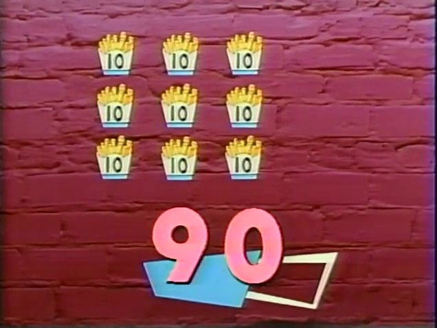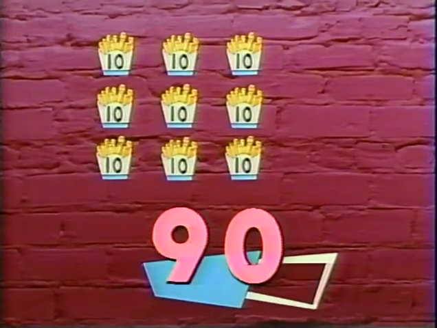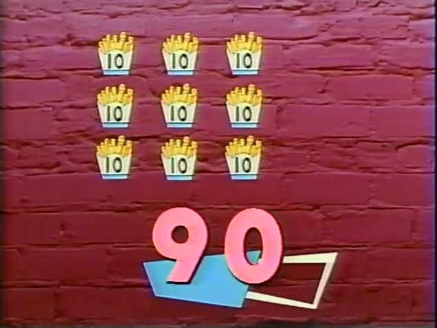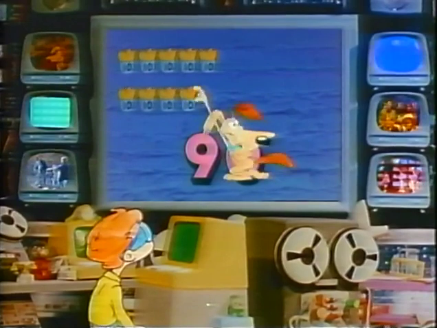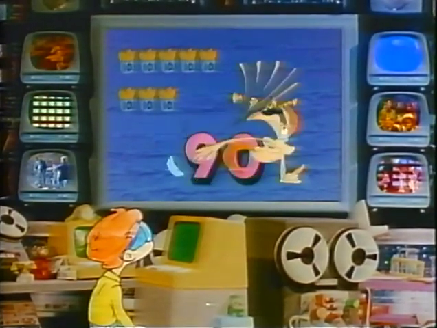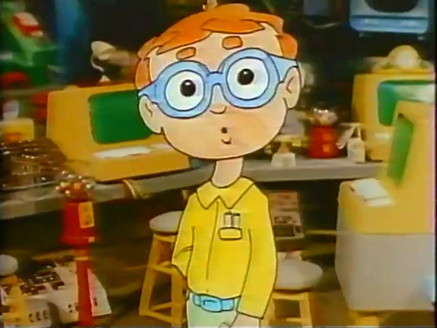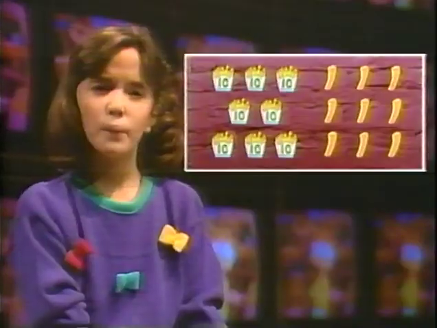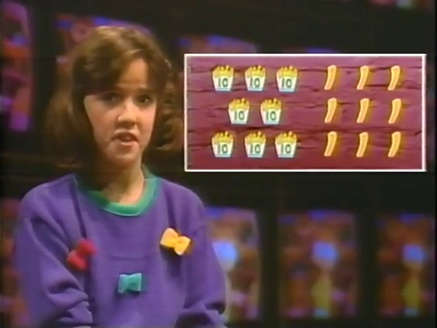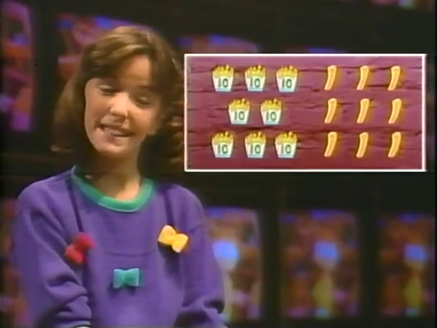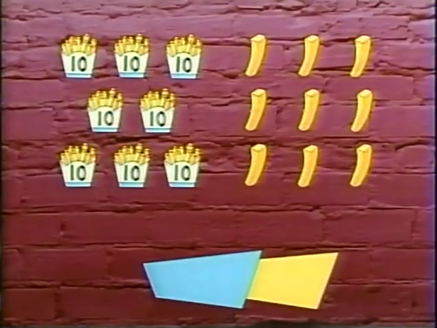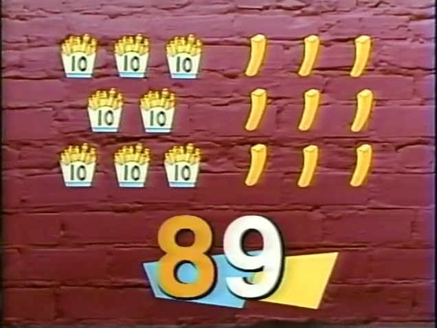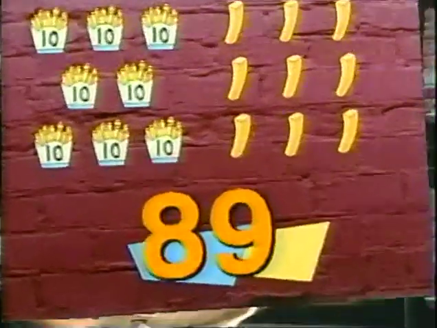The numeral 9 stands for the number of tens, and the numeral 0 stands for the number of ones. 9 tens and 0 ones, 90. How did he do that? Well, since you've only got 8 bundles now, I guess that makes 80, right? No, Corey, 89. 8 tens and 9 ones.